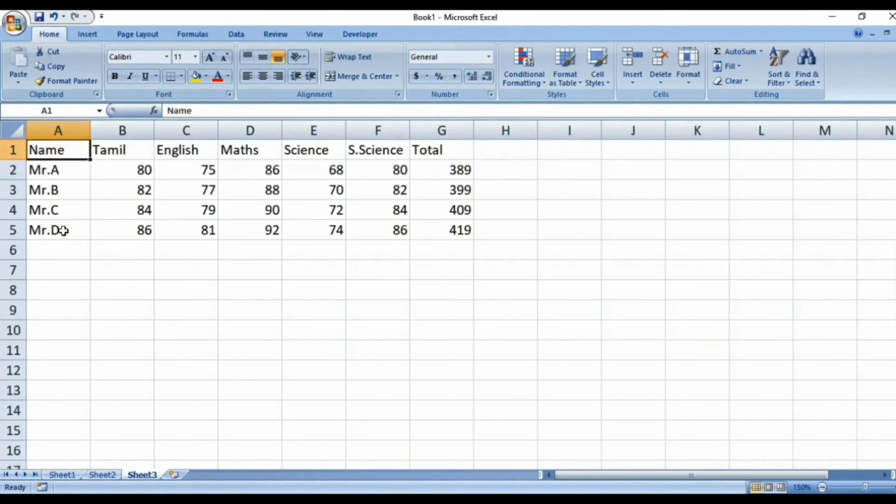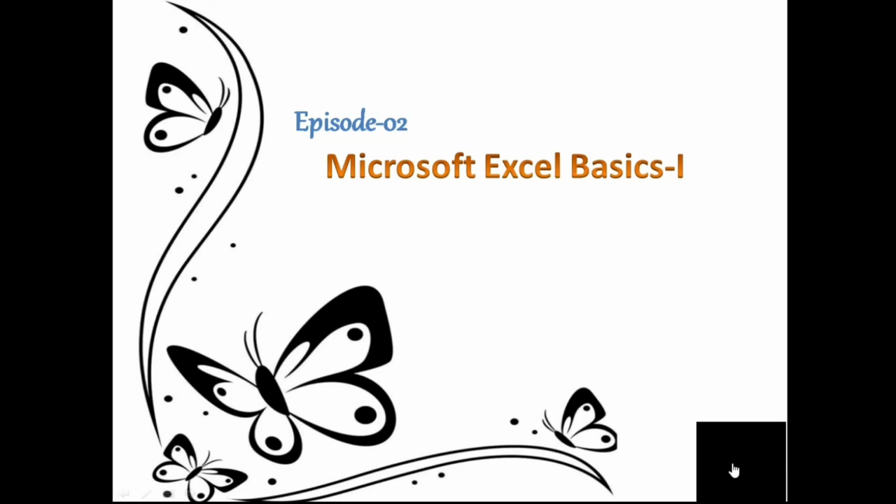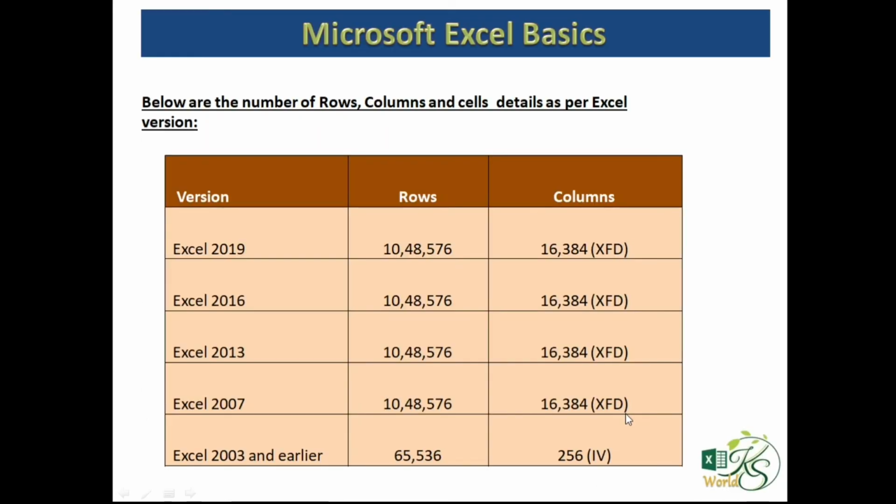Different versions have different rows and columns. So I will show you one table where we can see the number of rows and columns in the different versions. So this is the table. We can see the version name, rows and column numbers. Excel 2003 and earlier versions have 65,536 rows and 256 columns.